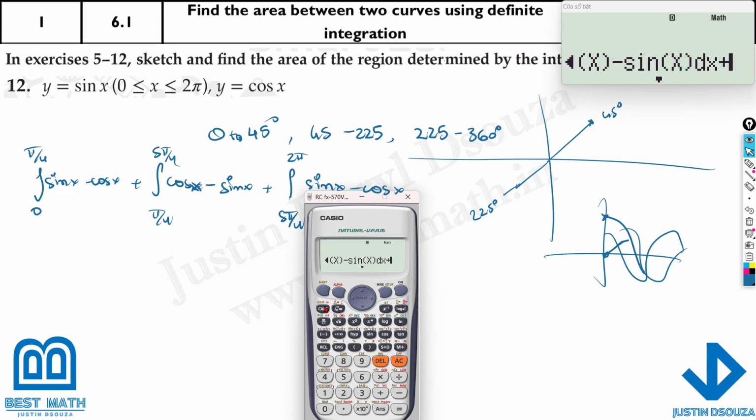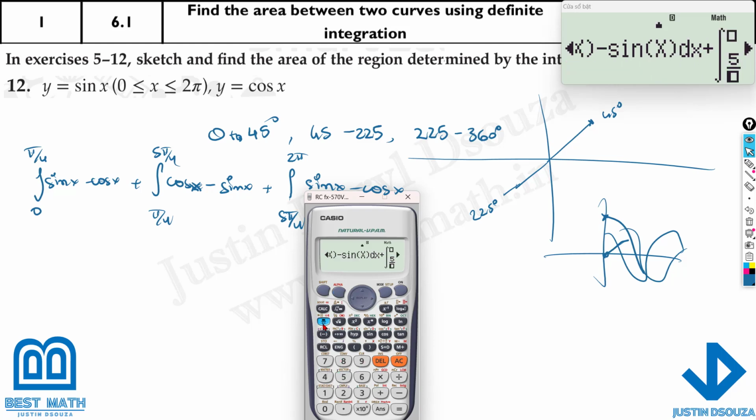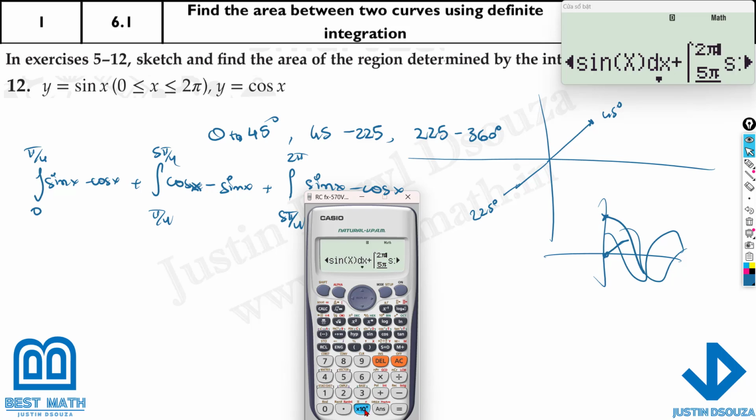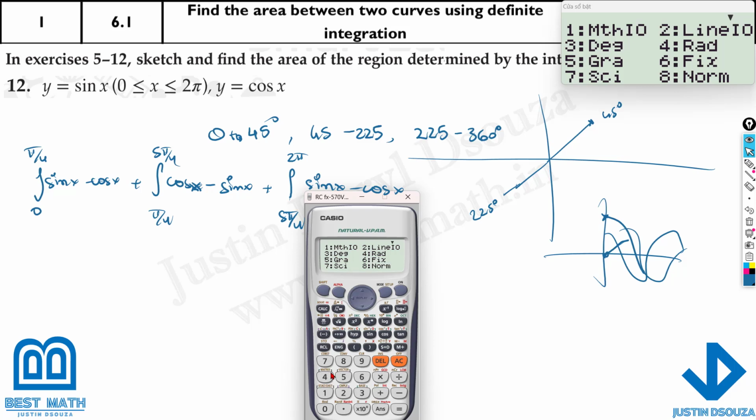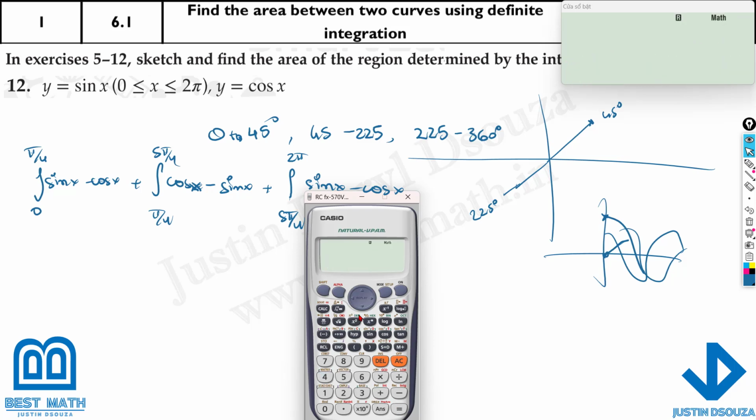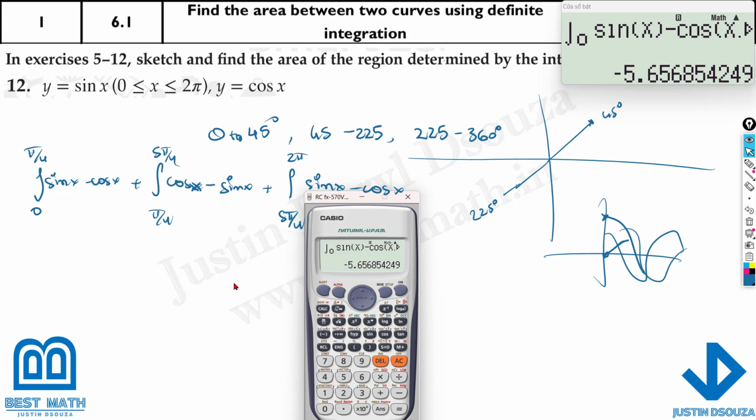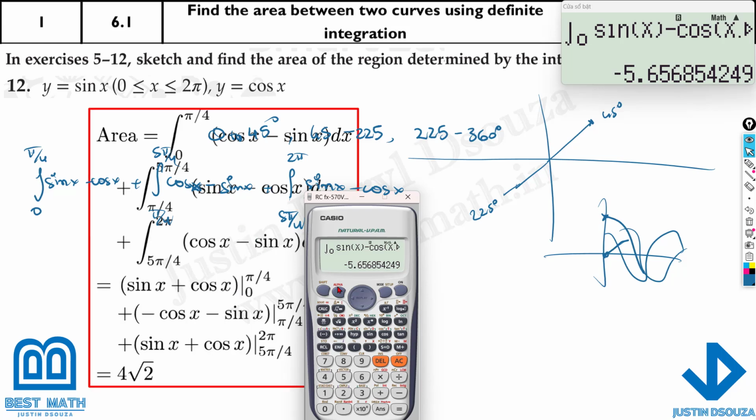And plus the last interval. It's again sine x, close the bracket, minus cosine x. And it is 5 by 4 pi to 2 pi. That's 360 degrees. Now please remember, it should not be in degree mode, it should be in radian mode. And here we go, the answer is minus 5.6568. Why is it minus? Because I chose the other way around, isn't it?